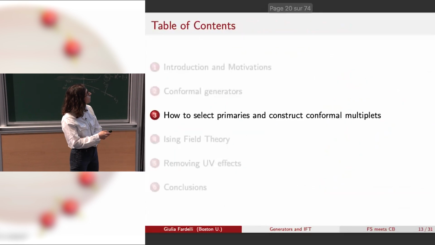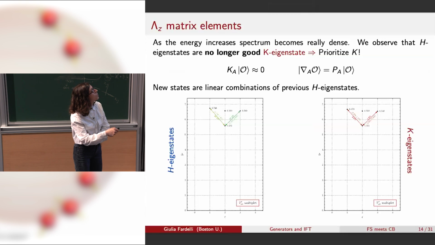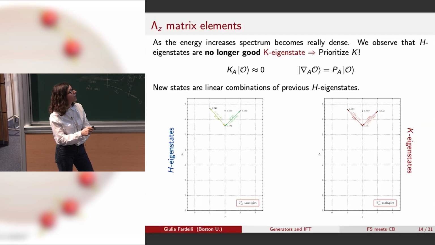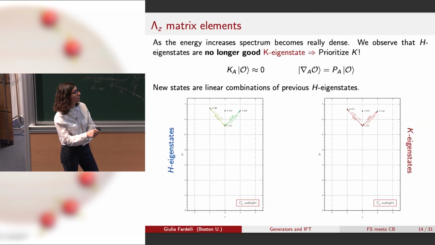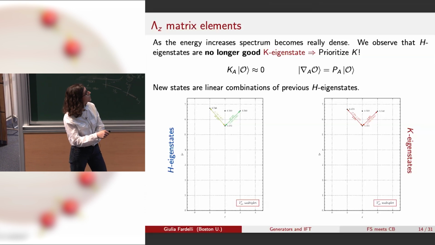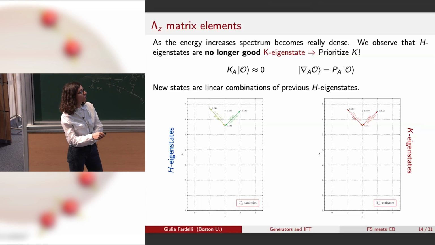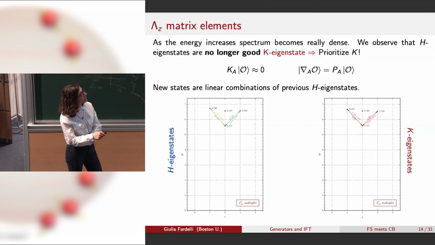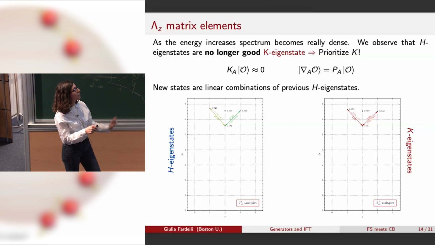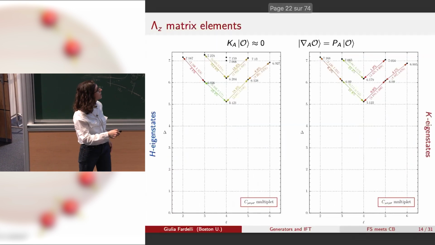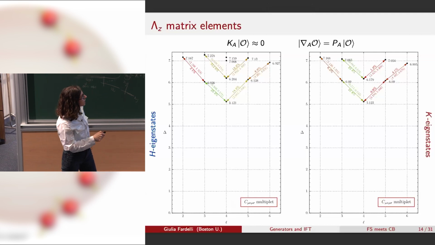Okay, so now what we do with this P and K is that, as I was saying, we want to say that a state is called a primary if it is annihilated by Ka, and then we construct the multiplet by acting with Pa. This is just a representation of what an energy eigenstate looks like for the T prime multiplet, versus our definition of what a primary is, where the new primaries, the K primaries, are just a linear combination of the previous energy eigenstates. But let me show you maybe this multiplet, which I think expresses the point better.